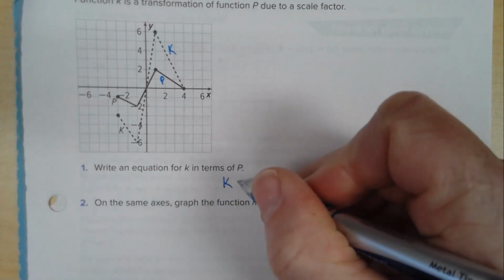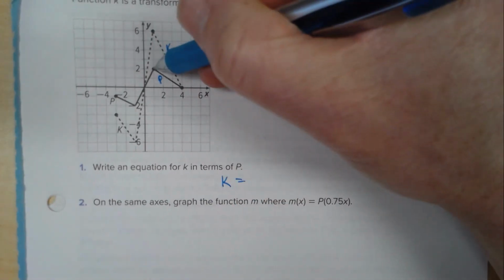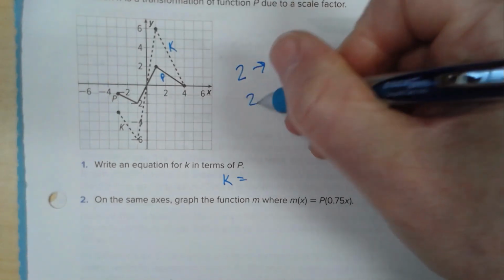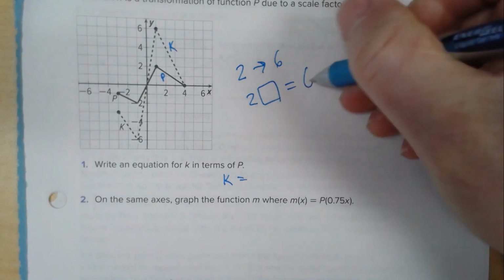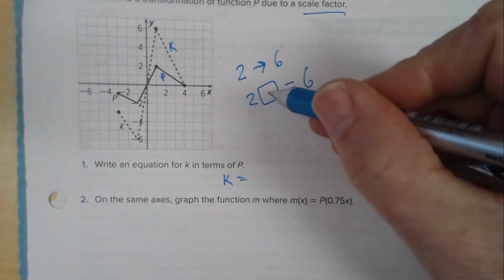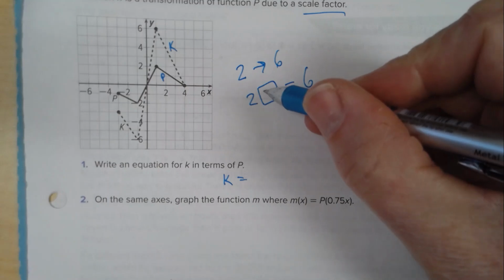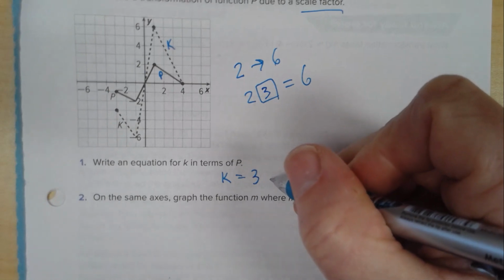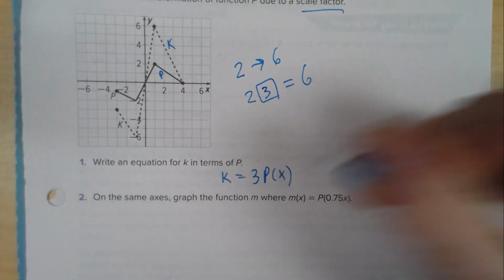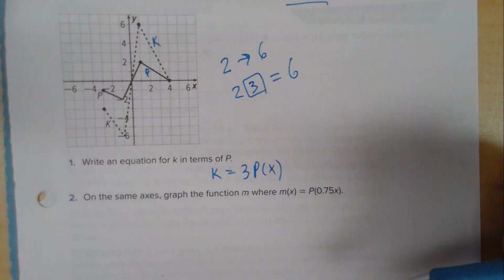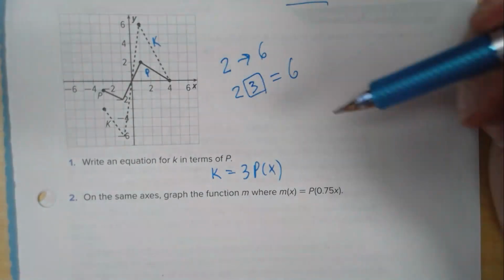So K is equal to, so 2 becomes 6. So 2 turns into 6. So 2 times some number is equal to 6. So you got to do that with a multiplying scale factor. Well, 2 times, that's right, 2 times 3. So 3 goes in here. So we're going to put 3 in front of the P function. So it's K is equal to 3 times P of X. All right, so it makes it 3 times as high.